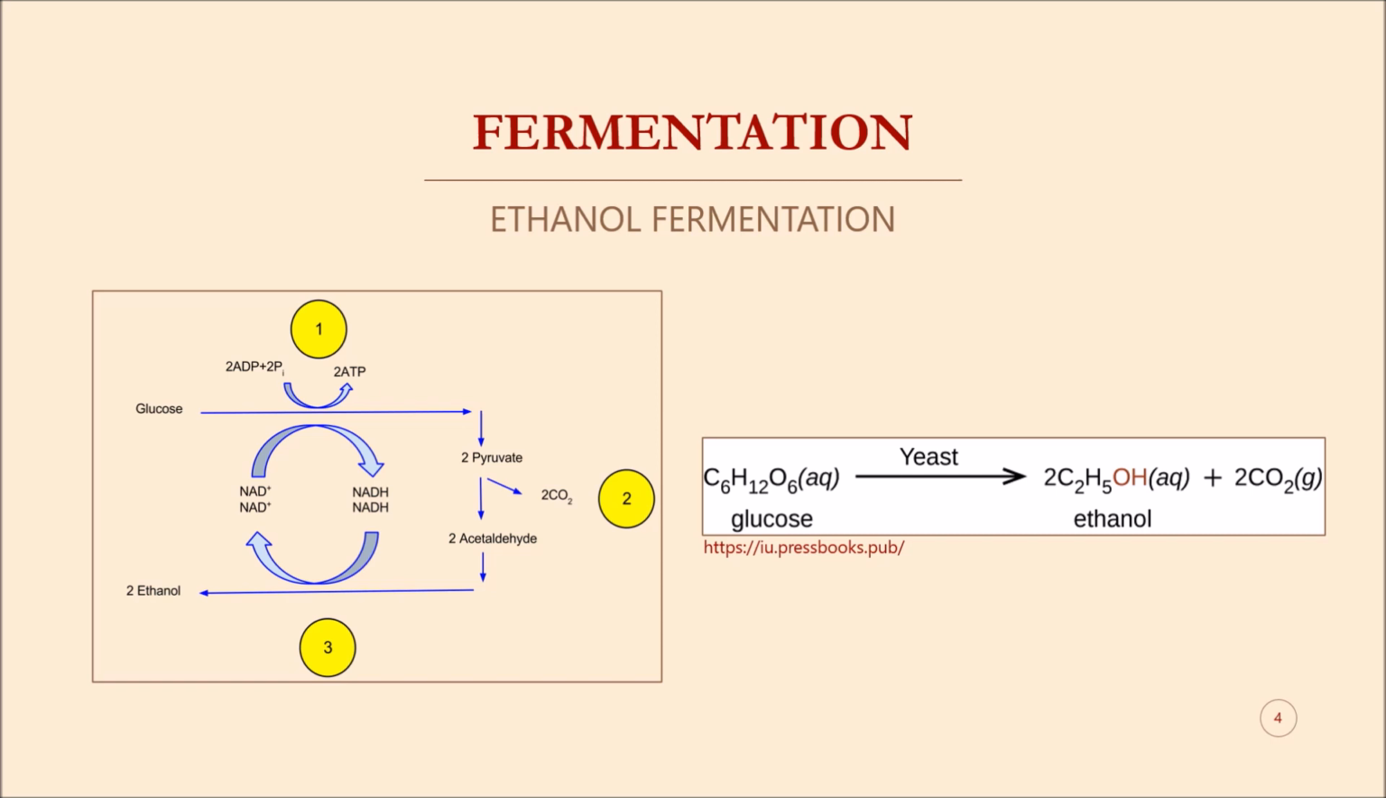In here, glucose is firstly converted into two molecules of pyruvate. For this reaction to occur, two molecules of ADP and 2-phosphate is needed, and this process releases 2 ATP. At the same time, NAD+ is converted into NADH. Pyruvate is then converted into acetaldehyde and carbon dioxide is released in this reaction. The acetaldehyde is then converted into ethanol, in which NADH is converted back to NAD+.